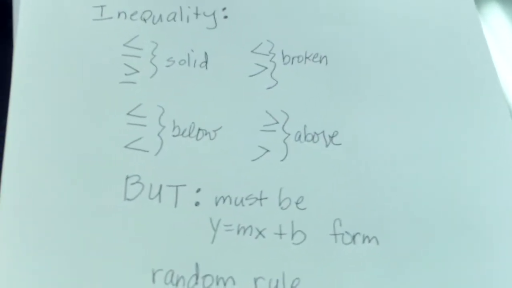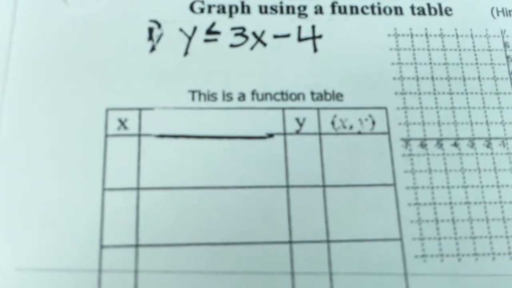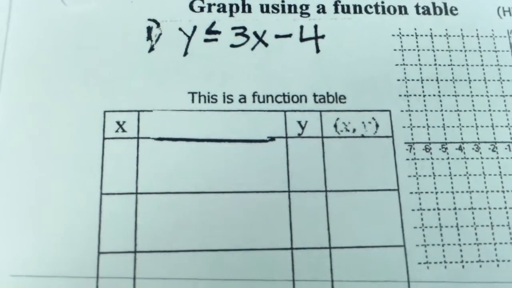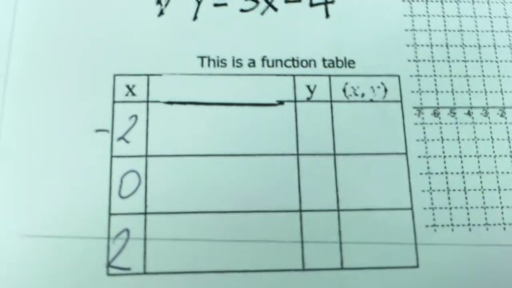So, number one, y is less than or equal to 3x minus 4. Now the directions say graph using a function table. It's in slope-intercept form, that's fine. Function table, it says use numbers like -2, 0, and 2. It's perfectly fine if we just use those numbers. 3 random values will work.